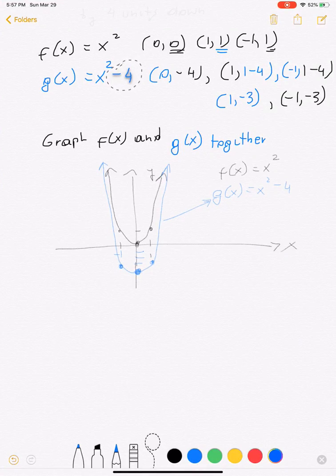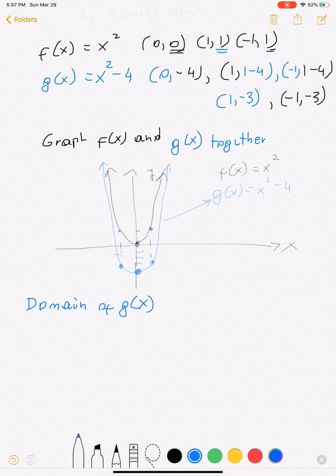Next, we need to find the domain of g of x. So domain, that's your x values. For x values, you can pick any x you want, so it's going to be from negative infinity to positive infinity. So that's our domain, from negative infinity to positive infinity.